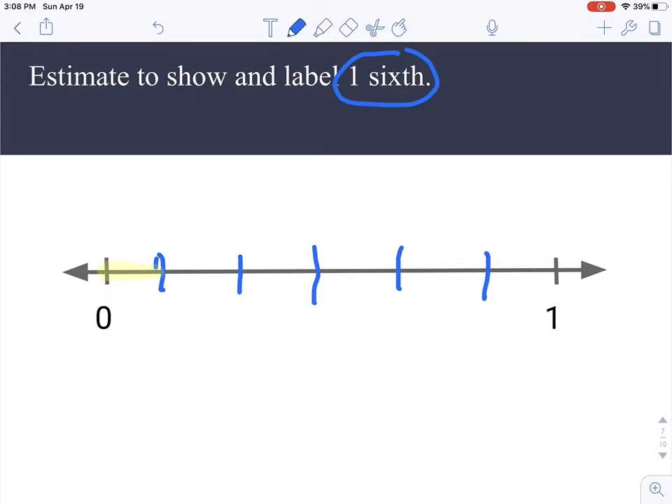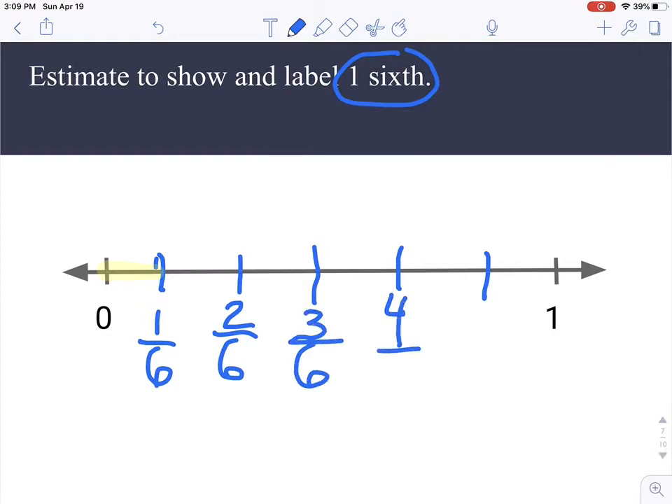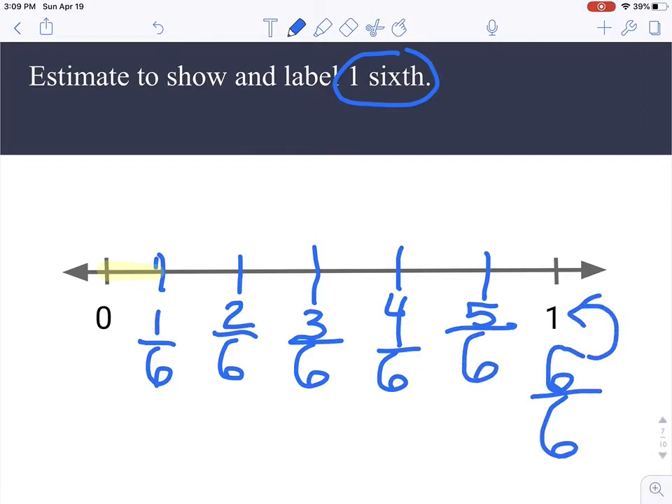From 0 to that first little section is 1/6. Then I go 2/6, 3/6, 4/6, 5/6, and then 6/6 are what give me that whole. But I really want to know where 1/6 would go, and that's where it goes, right in the beginning.